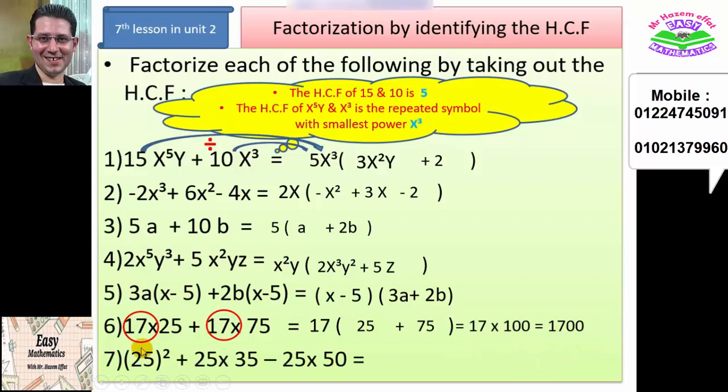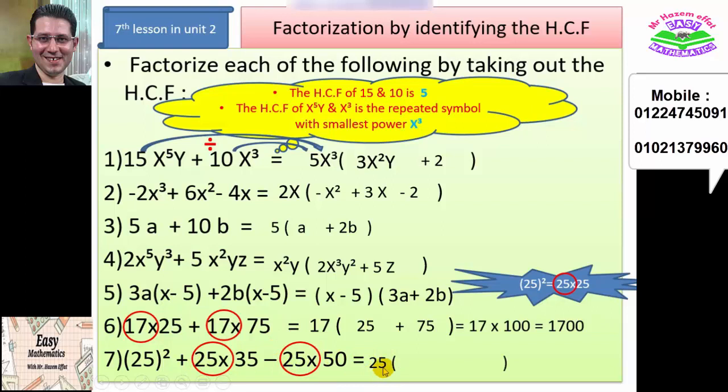Finally, he gave me here 25 raised to power 2. Oh, take care. What is the meaning of 25 raised to power 2? It means we multiply 25 by itself, plus 25 multiplying by 35, minus 25 multiplying by 50. How to find the repeating number here? I told you before, we must know something: 25 power 2 equals 25 by 25. So by taking the repeated number here, it will be 25. Taking 25 from each term and opening brackets.